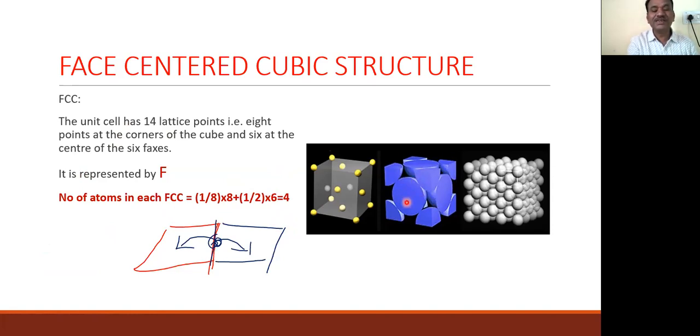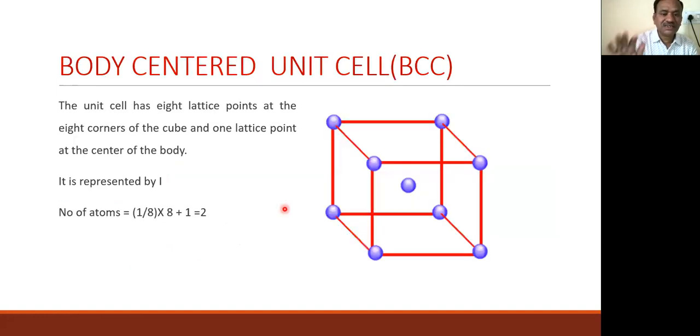Suppose this one apple is there. This apple is cut into 2 parts. It is half portion of the apple here, because here, one more face is there. Here also it is shared with one more unit cell. That's why we write 1 by 8 into 8 plus 1 by 2 into 6 equals 4 apples.